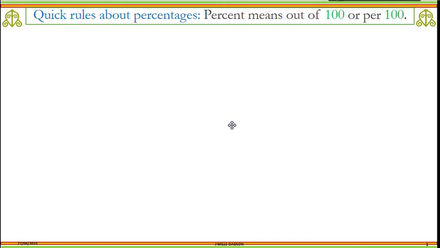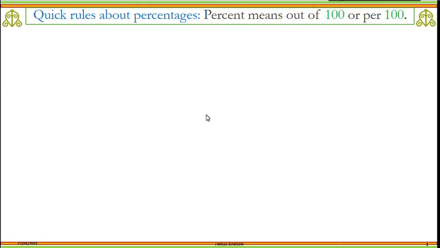In today's lesson, we're going to develop skills to work out percentages of an amount or quantity without using a calculator. So let's learn some quick rules about percentages. Percentage, or the word percent, means out of 100 or per 100.